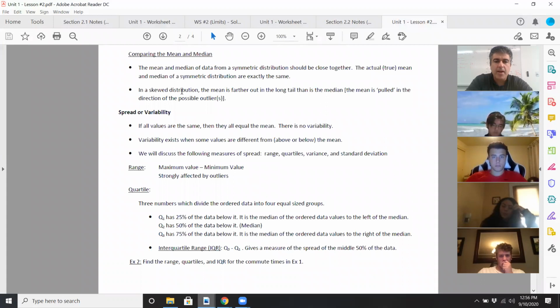So anyway, that's what's meant by a skewed distribution. The mean is farther out in the long tail than is the median. So the mean is pulled in the direction of the possible outliers. So we just had that discussion.